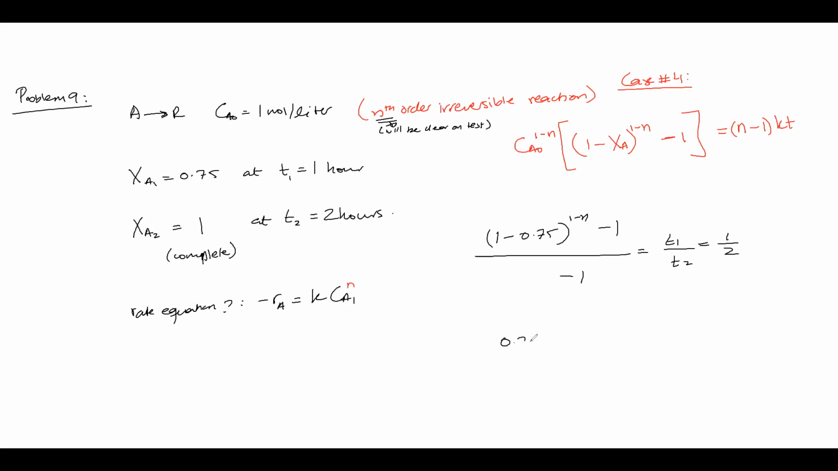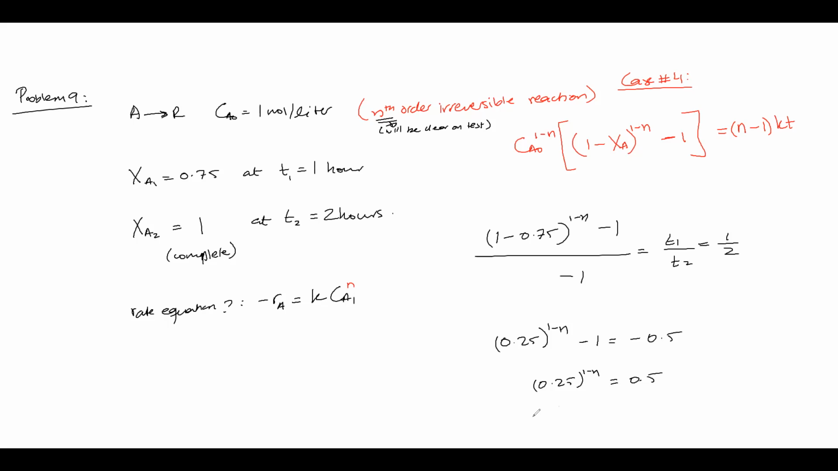So I'm going to get 0.25 to the 1 minus n, minus 1, is equal to minus 0.5. 0.25 to the 1 minus n will be 0.5. And so n is what? I mean, it's basically 1 over this, right? So from here, you can see that n is 0.5, right? So n will be 0.5, 1 over square root of 0.25, right? It's 0.5.